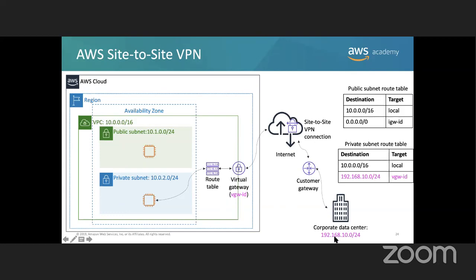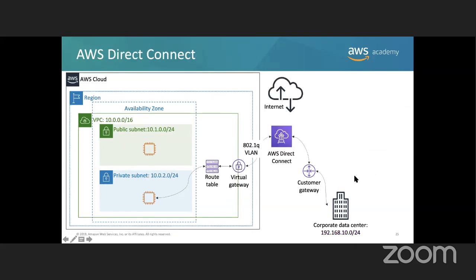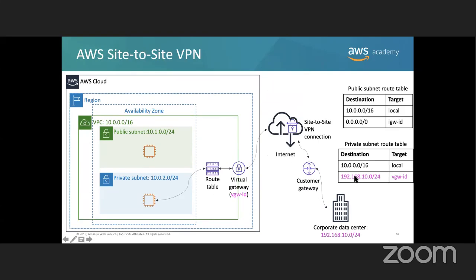It has this guy here. That is the address that we are targeting here. It's a destination here, right? That's the address in the corporate center. Okay? That's the entry that's pointing to the virtual gateway.